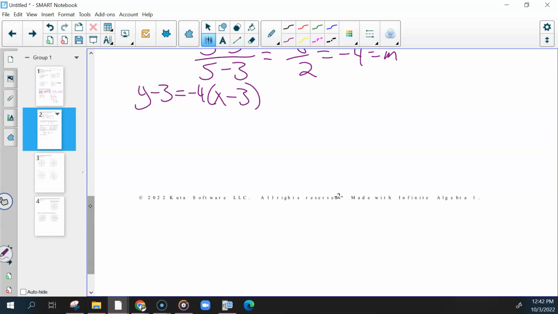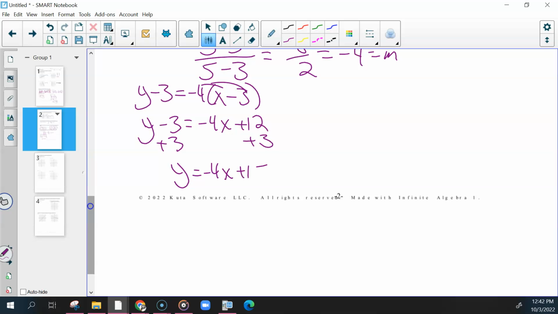So we would distribute the -4. So y minus 3 equals -4x plus 12. Again, same issue. Make sure this is a plus, not a minus, because it would change the rest of your work. And then add 3 to both sides. So the final answer was y equals -4x plus 15.